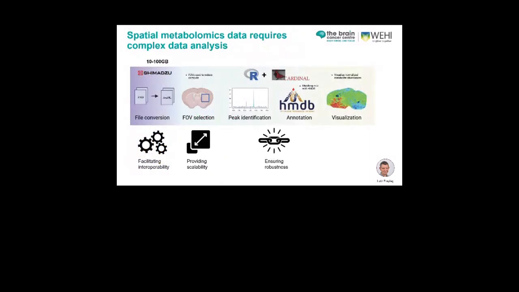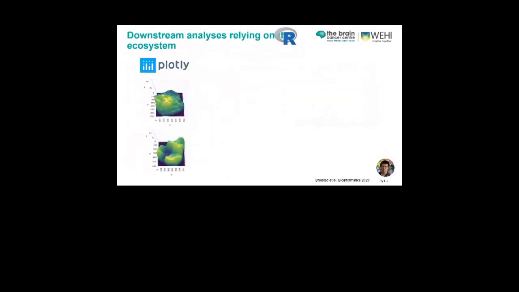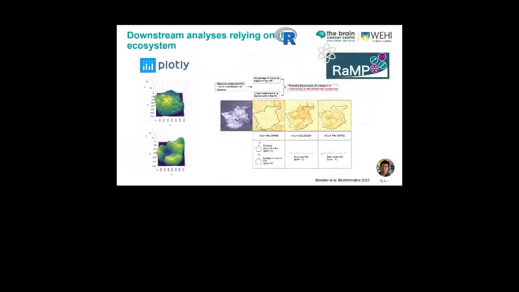After peak identification and metabolite annotation, the next step is visualization and downstream analysis, where we rely on the R ecosystem. For example, we can use kernel density estimations from the stats package in combination with the plotly package to visualize these 3D plots of metabolite abundance in space. And then using a really new package called RaMP-DB, we can look at pathways, for example, or even investigate regions where we have differences in metabolite abundance.